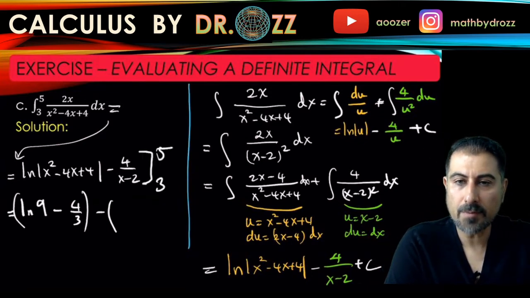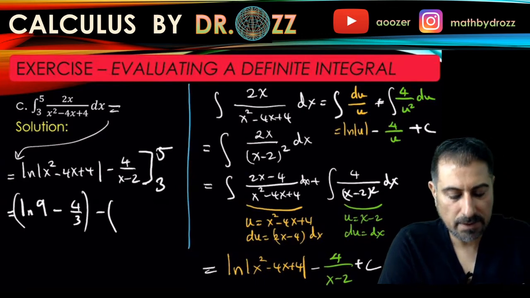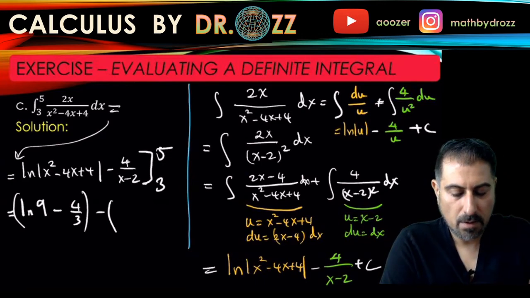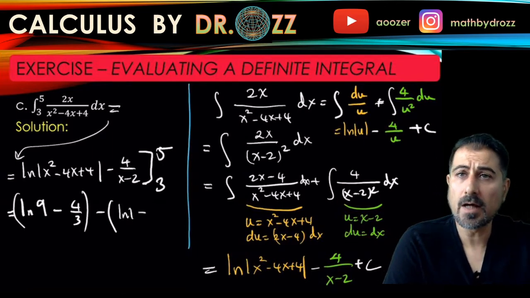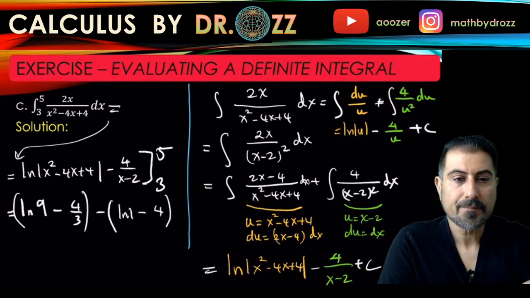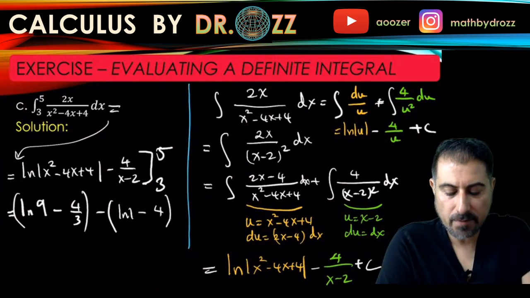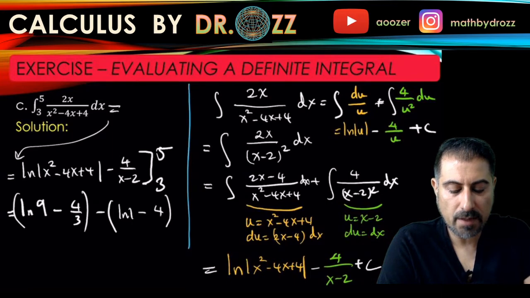So now 3 plugged in, 3 squared is 9. 9 minus 12, negative 3, plus 4, so it's ln 1, minus 4, okay? ln 1 minus 4. So simplifying this, well, first of all, ln 1 is 0.